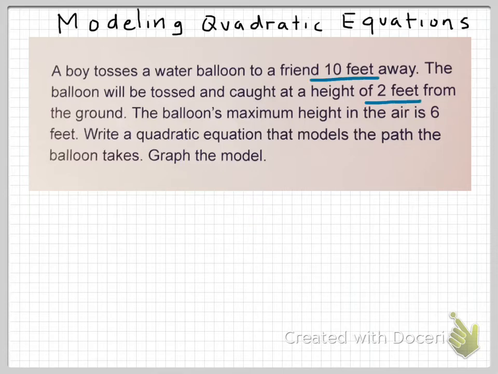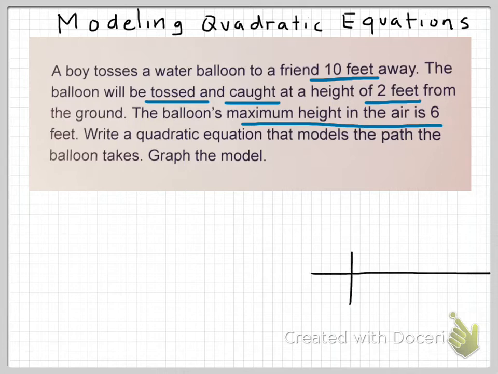So we have essentially two kids and they're 10 feet away from each other, but they're both tossing and catching the balloon at the same height, which is 2 feet. And we know that when the balloon is in the air the highest, the maximum height, it's 6 feet in the air. And so we're going to start with a graph of this model.